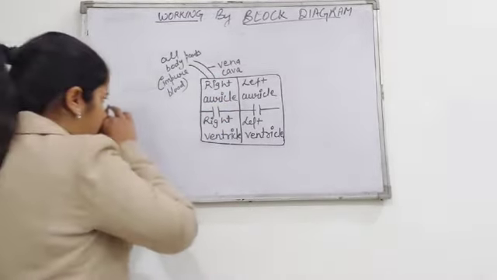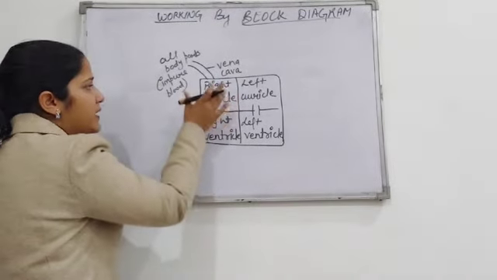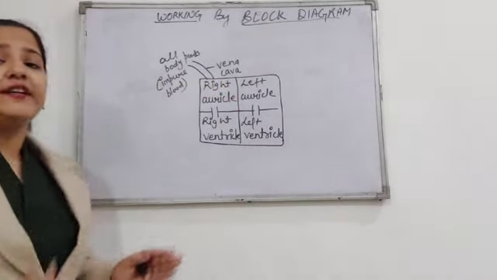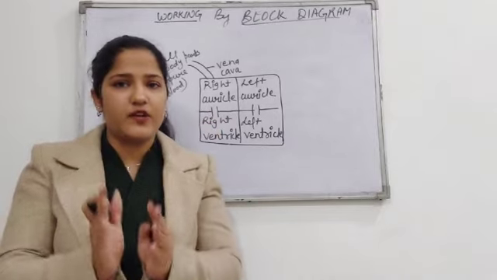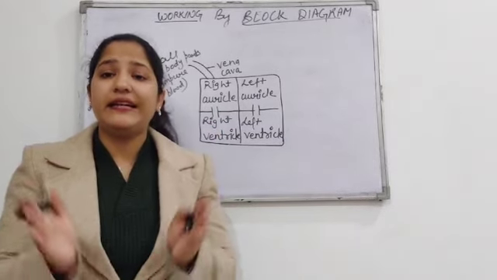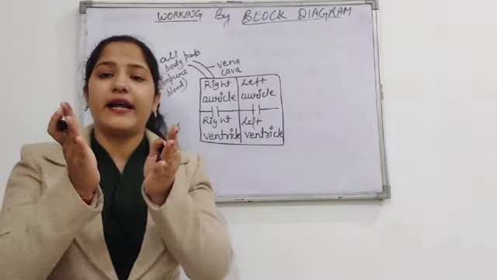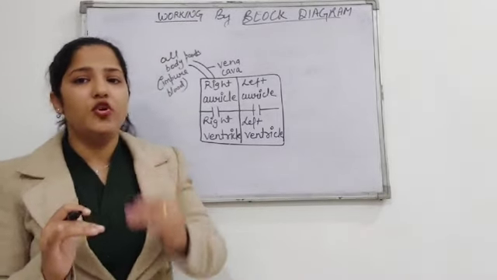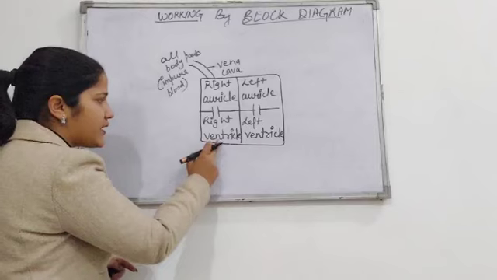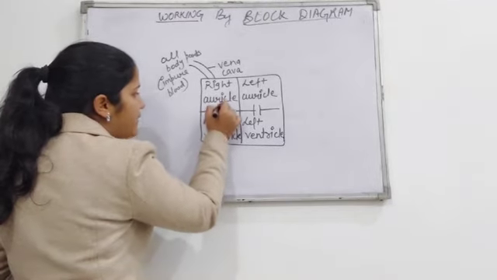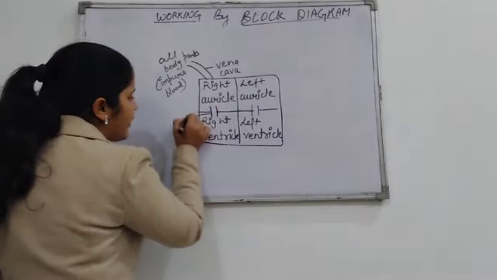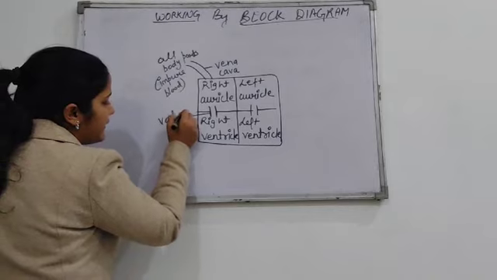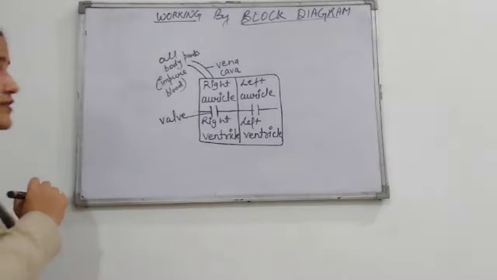Right auricle, when it gets fully filled with the impure blood, it contracts. When it contracts, it transports the blood to the next lower chamber, which is your right ventricle. But here you can see I have made a parallel line, and what is it called? It is called a valve.